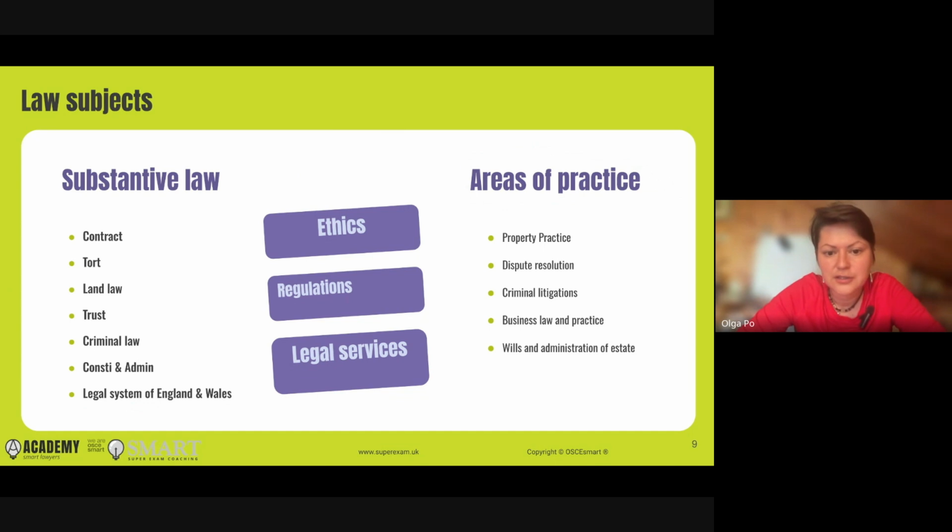For example, dispute resolution involves knowledge of contract and tort. That's why they combine it in one functional legal knowledge. That's something we will talk a little bit later. But for those who know the structure of the exam, it should make sense because it's correlated. Wills, administration of the estate. This one is very much connected to trust.